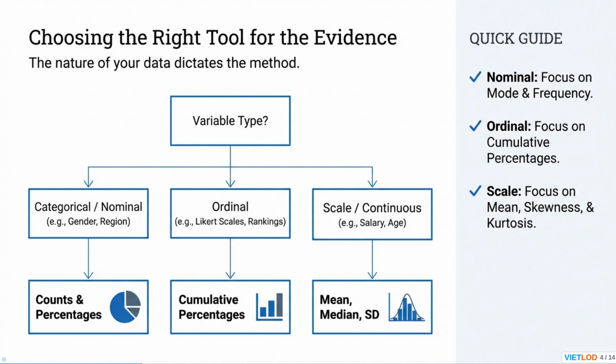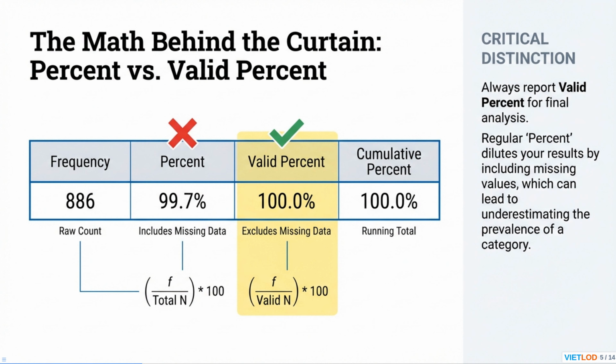If you're analyzing customer satisfaction on a scale of 1 to 5, an ordinal variable, calculating the mean might be misleading. Instead, looking at the cumulative percentage, for example, 80% of customers rated us 4 or higher, provides a much clearer and more accurate insight. When looking at these outputs, especially for categorical data, you'll often see two types of percentages. It's crucial to understand the difference between them.